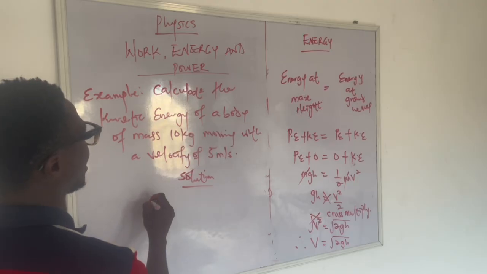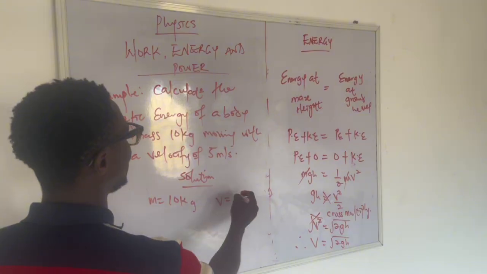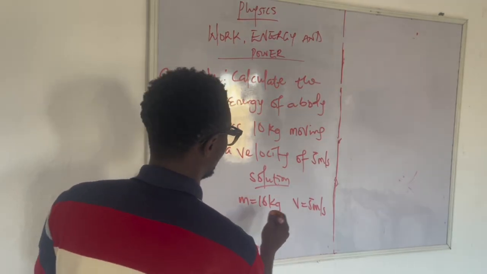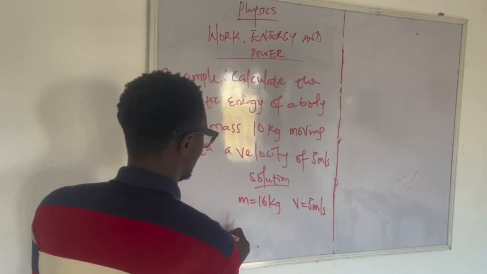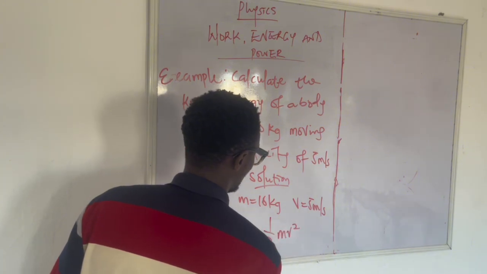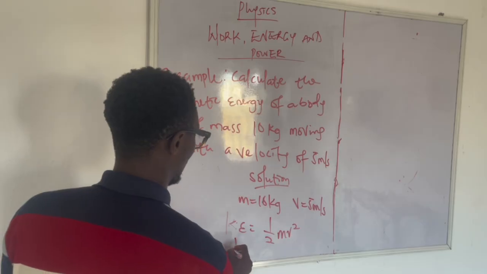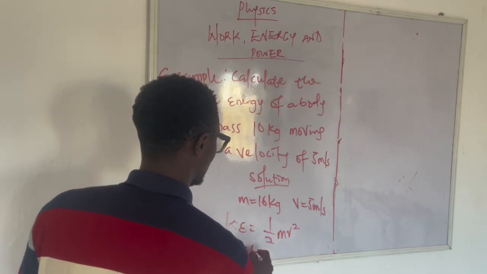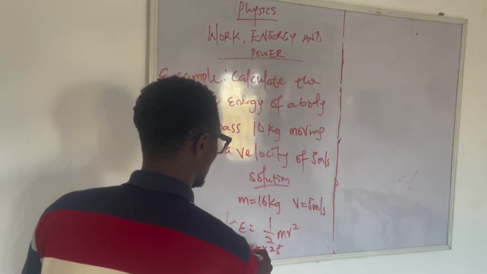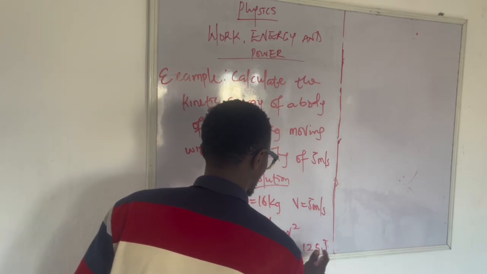Now, the given parameters, we have mass of the body 10 kilogram, and velocity of the body, that's 5 meters per second. So we can say kinetic energy equals to half mv square. Then we say that's 1/2 times m, that's 10, v square, that's 5 square, that's 25. So 2 here, 1, 2 here, 5 times 5, that's 125 joules.